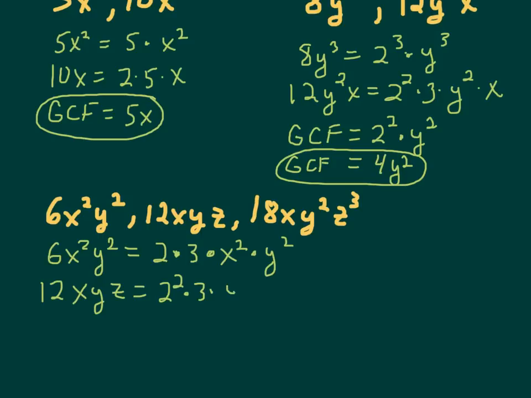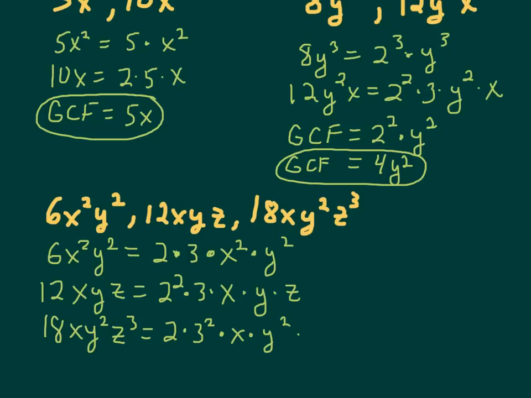And then I have times x times y times z, and then I have 18xy squared z cubed, and that's going to be 2 times 3 squared times x times y squared times z cubed. Alright, so remember, all common factors here are going to have to be common to all three, so I've got to bear that in mind.